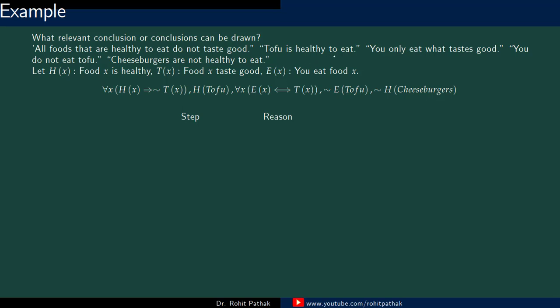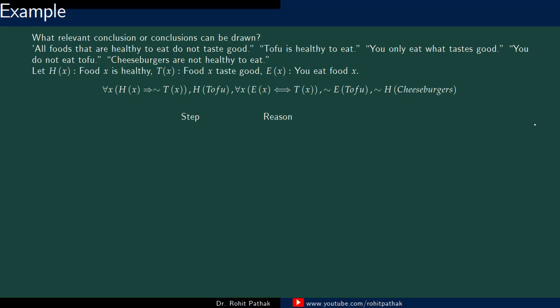Similarly, we can write tofu is healthy to eat, so H tofu. Then for all x, Ex if and only if Tx. So you eat food which tastes good. Food which is good to taste, you eat. For the if and only if, we can also take just the one-sided implication. Then negation E tofu: you do not eat tofu. And negation H cheeseburger: cheeseburgers are not healthy to eat.